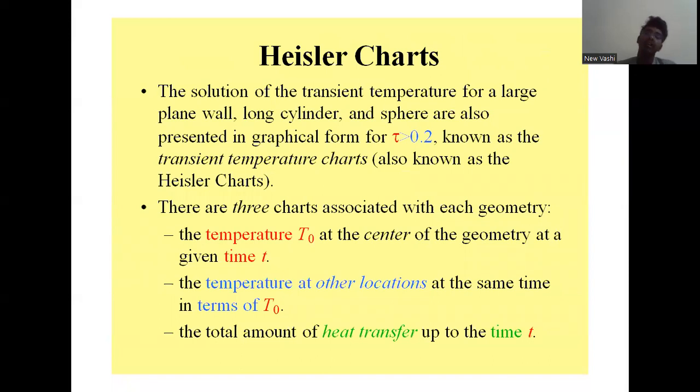There is a topic called the Heisler chart. The solutions of the transient temperature for a large plane wall, long cylinder and sphere are presented in graphical form for tau greater than 0.2, known as the transient temperature charts, also known as the Heisler charts. There are three charts associated with each geometry: the temperature T0 at the center of the geometry at a given time t, the temperature at other locations at the same time in terms of T0, and the total amount of heat transfer up to time t.